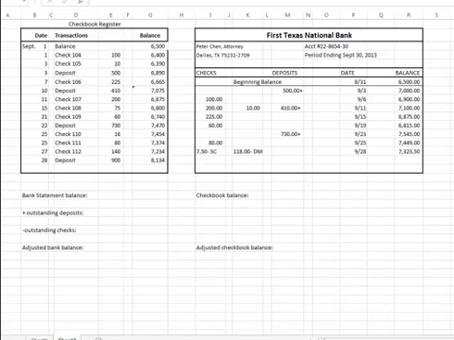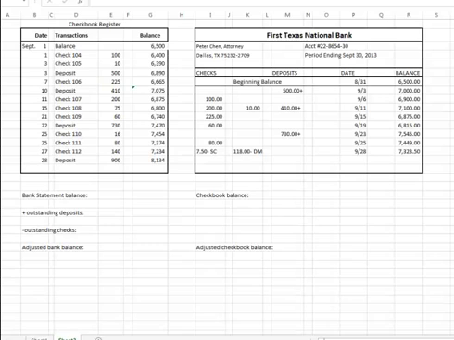Hi class, we're continuing with Chapter 9, and the last section in Chapter 9 is on banking procedures, and I'll let you read the book to learn about the different endorsements of a check and how to write a check and fill out a deposit slip.